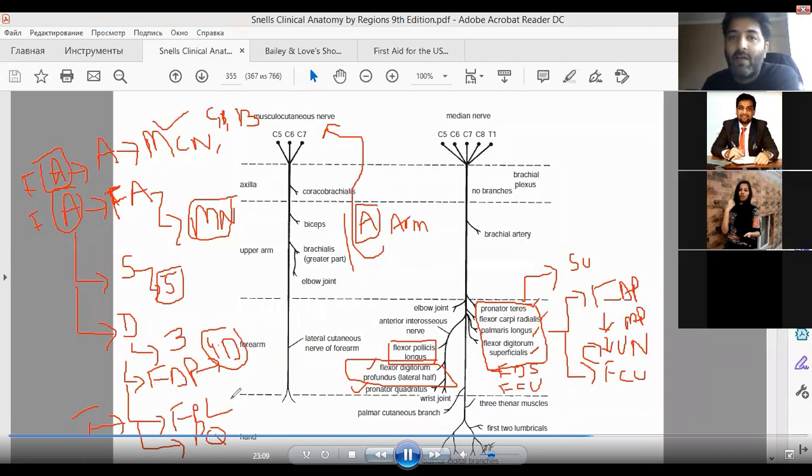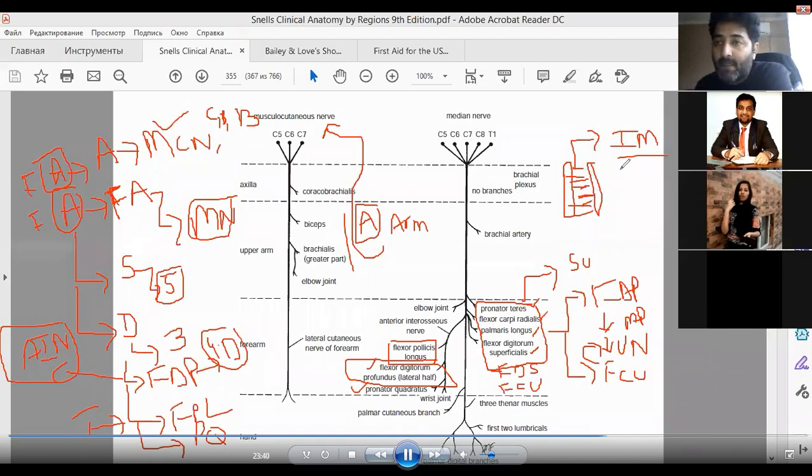So these three muscles, because these are the deep muscles, are also innervated by the median nerve. But if anyone asks me which part of the median nerve, my answer will be the anterior interosseous nerve. For example, this is the radius bone, this is the ulna bone. In between the radius and ulna bone, a membrane is present which is joining these two bones. That is your interosseous membrane.